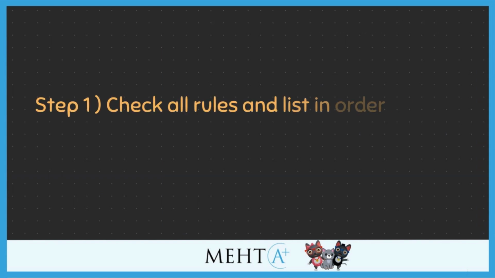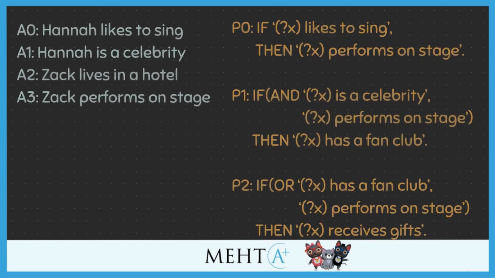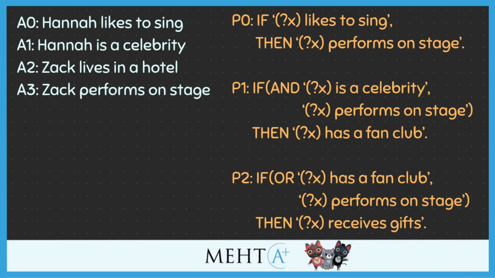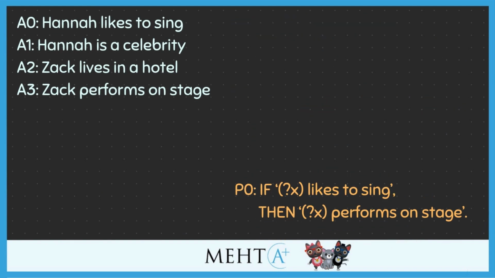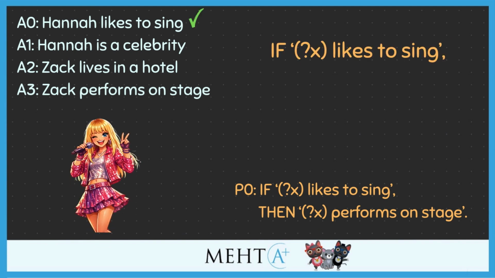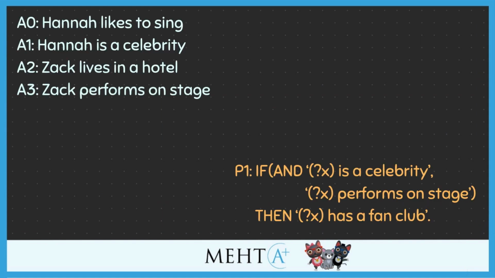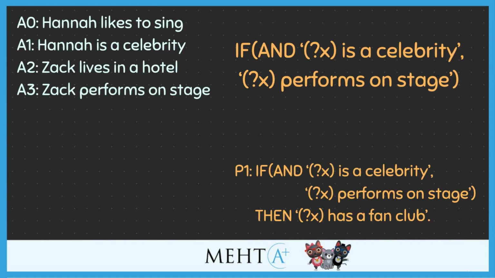Now our first step for forward chaining is to determine which rules matched, that is, the rules where antecedents match assertions. So in order, let's check P0, X likes to sing. Well, we do have Hannah likes to sing as an assertion, so let's add that to the list. Then let's check P1, X is a celebrity and X performs on stage.